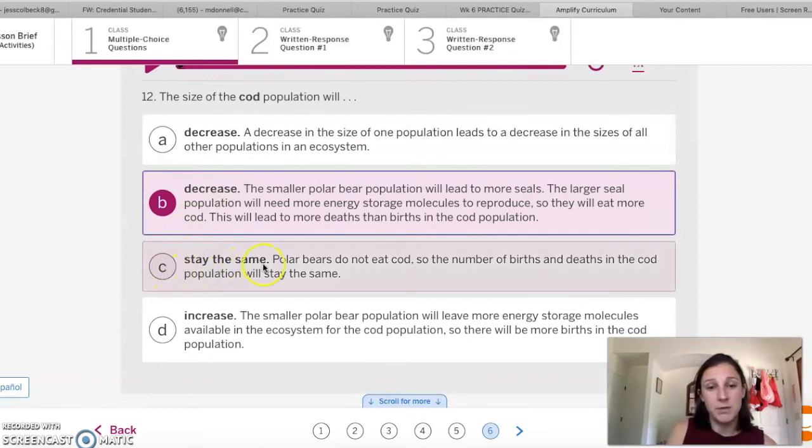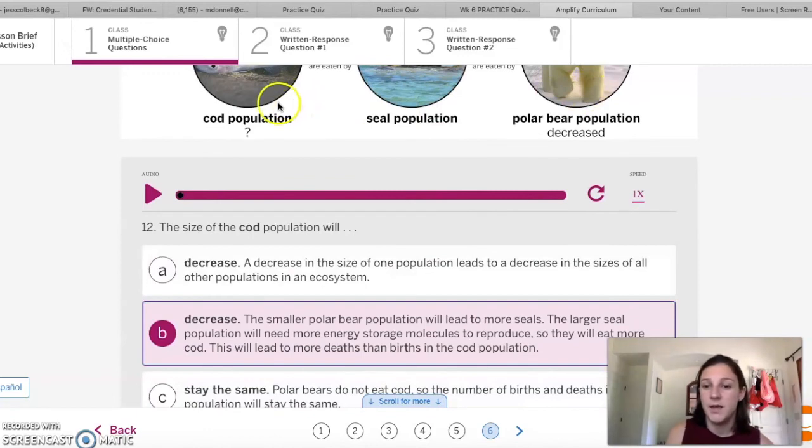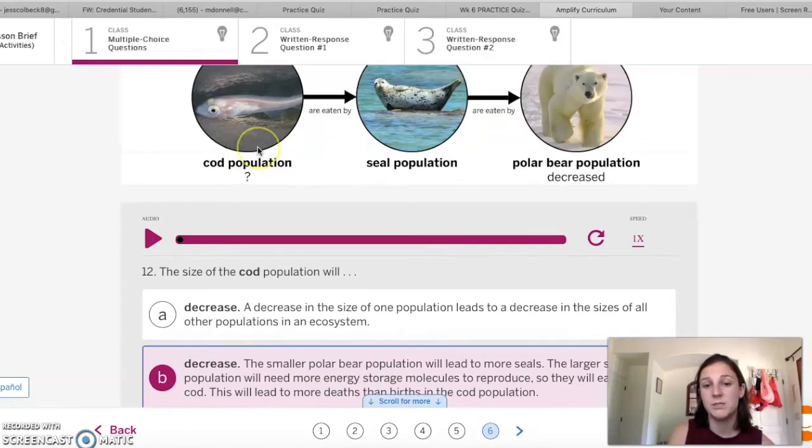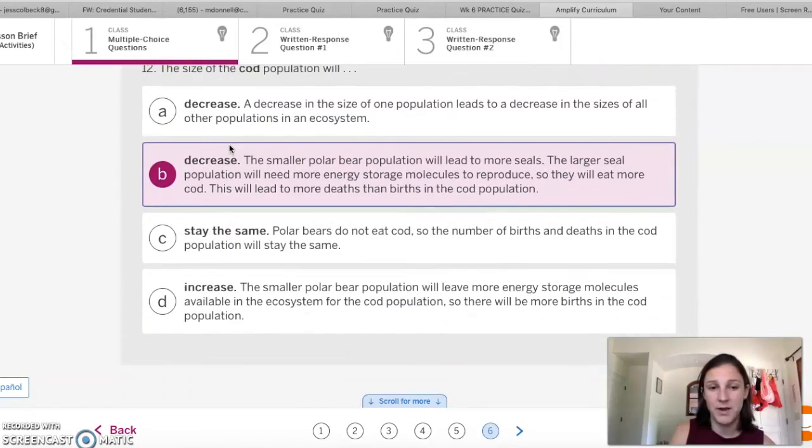Let's check the other ones out, make sure we're not missing anything. Will the cod population stay the same? The polar bears do not eat cod, so the number of births and deaths in the cod population will stay the same. Well, the polar bears don't eat the cod, but it doesn't necessarily mean that the number of births and deaths in the cod population will stay the same. We just talked about how the number of deaths will increase, so that one can't be correct.